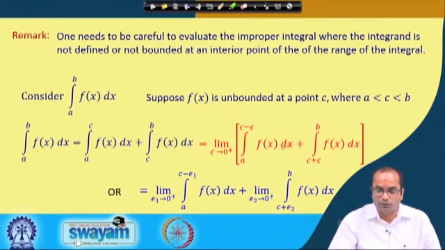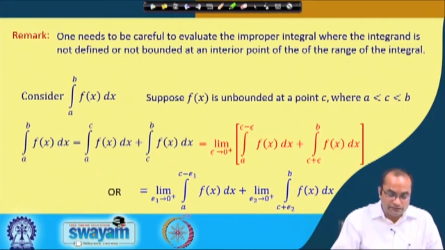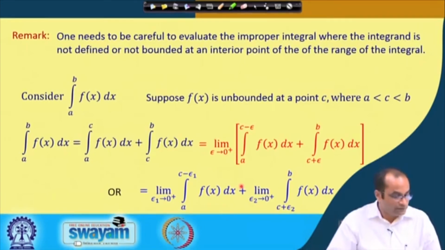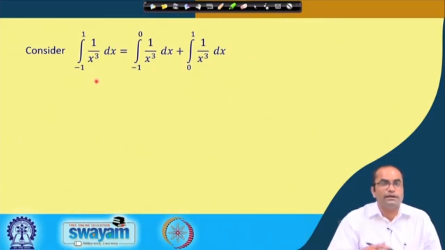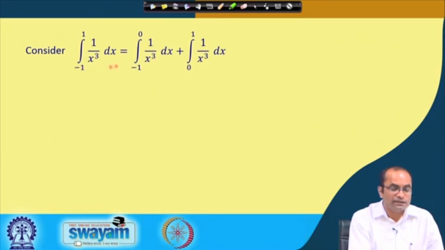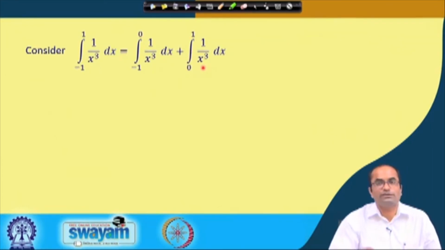In the case of convergent integrals, there is no problem whether you take this one or this one; they will come out the same. But in other cases we have a problem, because this might be a divergent integral and this might also be a divergent integral, and in that case the value will differ. For instance, consider the simple problem of the integral from -1 to 1 of 1 over x cube dx, which equals the integral from -1 to 0 of 1 over x cube dx plus the integral from 0 to 1 of 1 over x cube dx.